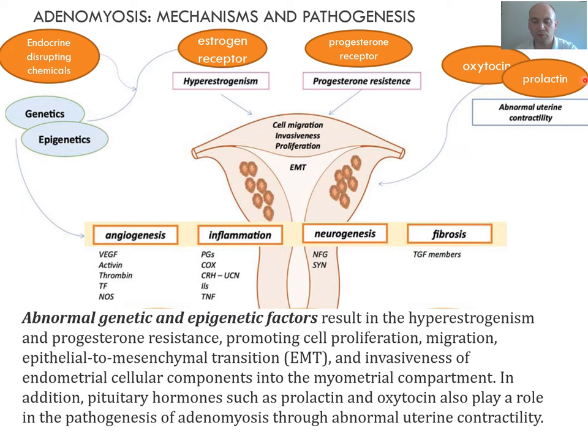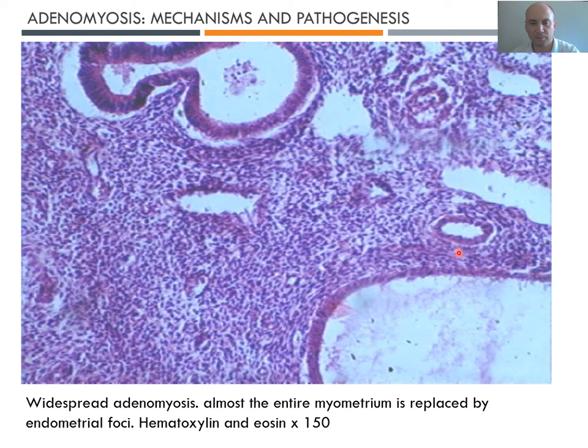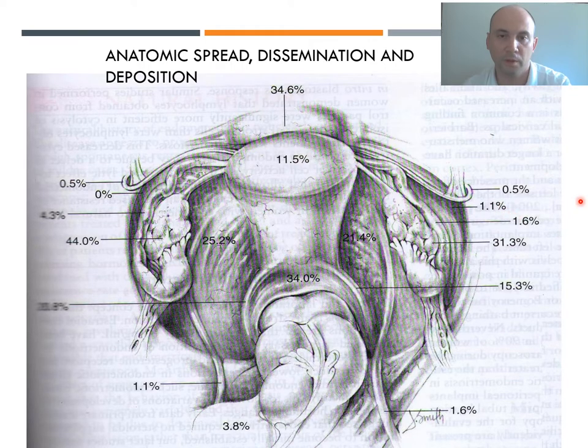In addition, pituitary hormones such as prolactin and oxytocin also play a role in the pathogenesis of adenomyosis through abnormal uterine contractility. In widespread adenomyosis, almost the entire myometrium is replaced by endometrial foci. The picture shows the most frequent localization of the endometriosis.